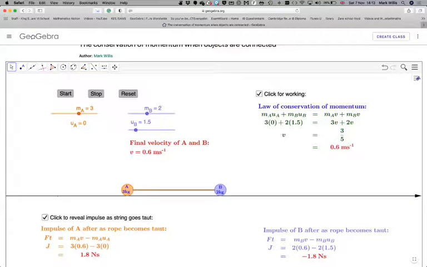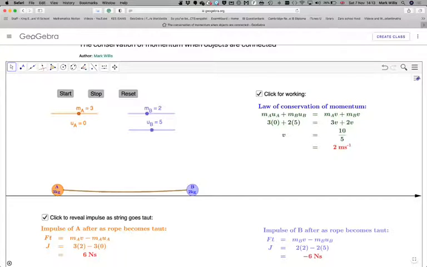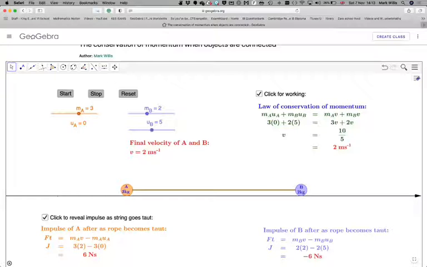And we can change the initial velocity, so it can go a bit faster. Okay, we can change the initial velocity so it should go taut much quicker. Okay, and we will get V being 2 this time.